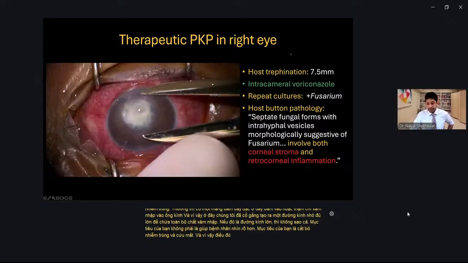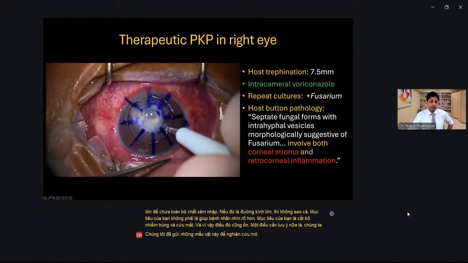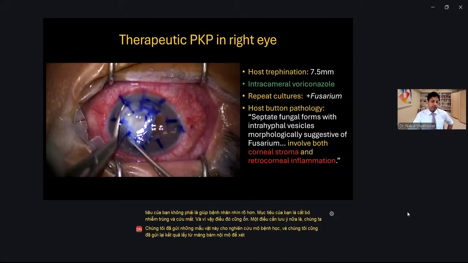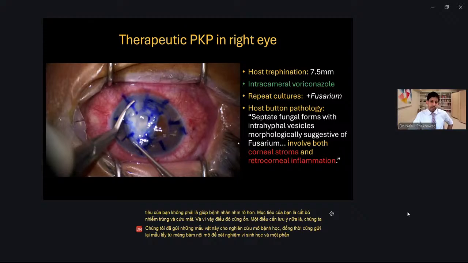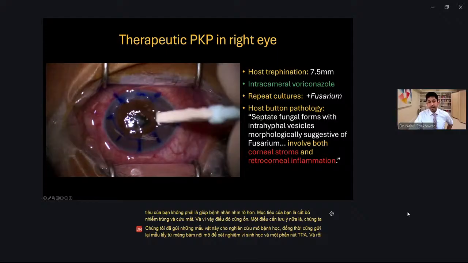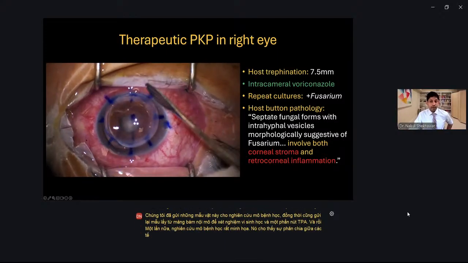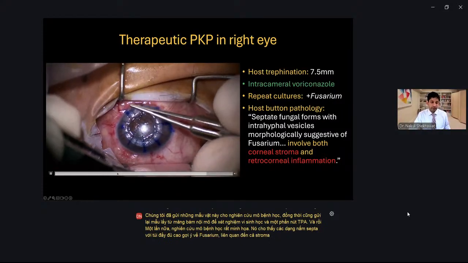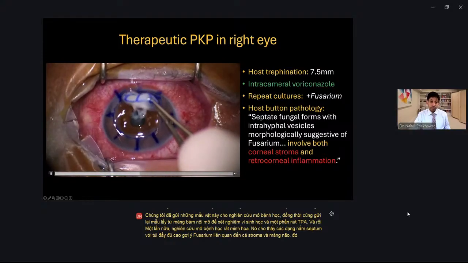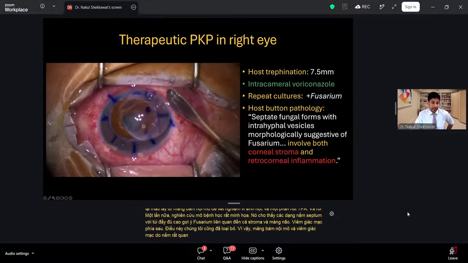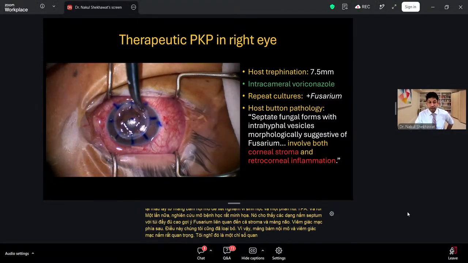The other thing to note is, again, we sent these specimens for histopathology, but also we went ahead and sent the aspirate of the endothelial plaque for microbiology testing, and we sent a portion of the TPK button for microbiology testing as well. And then the histopathology is, again, very illustrative. It showed septate fungal forms with hyphal forms suggestive of fusarium involving both the stroma and that retrocorneal inflammation, this thing, which we also cut out. So endothelial plaque and fungal keratitis matters. I think it is an important indicator for TPK, especially if it's not getting better on medical management alone.